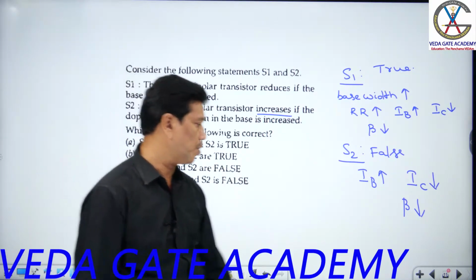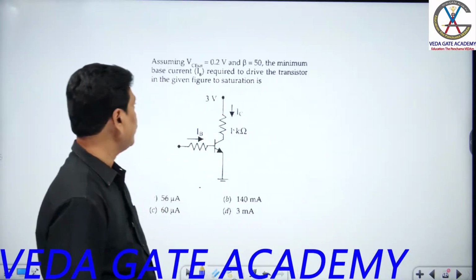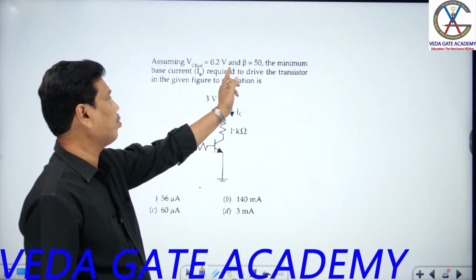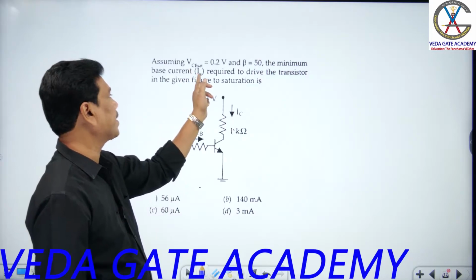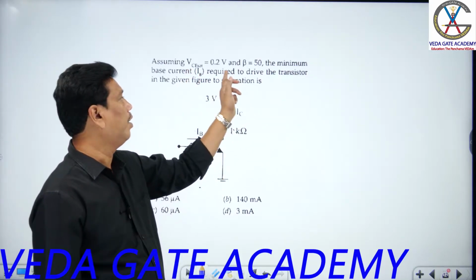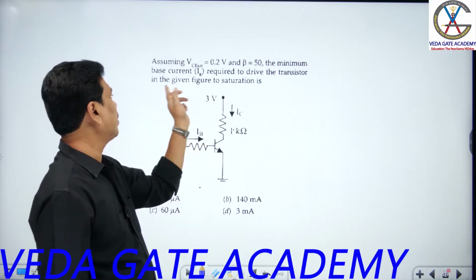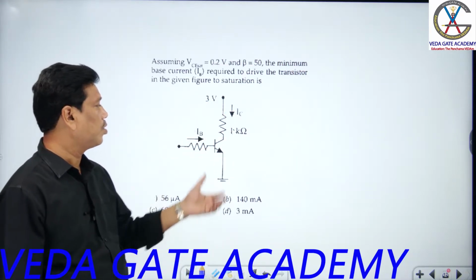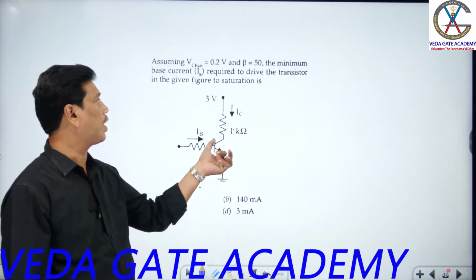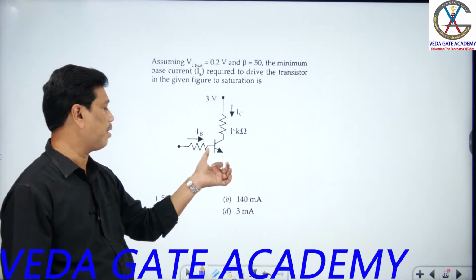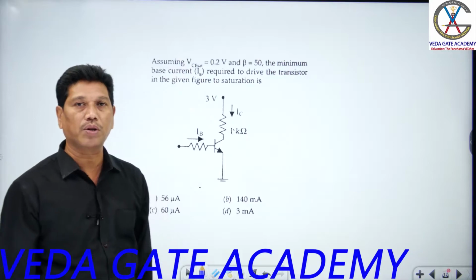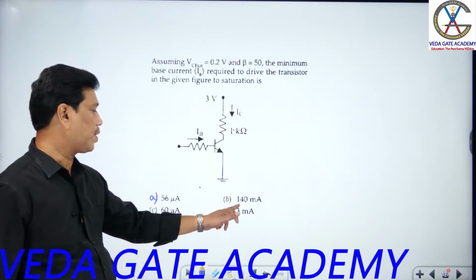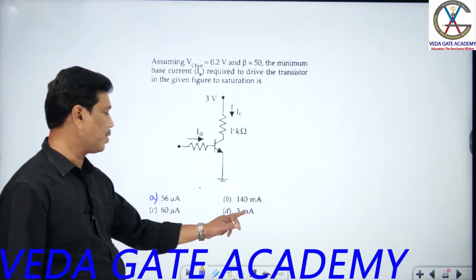Okay. Check out the next question now. Assuming VCE saturation equal to 0.2 volt and beta equal to 50, what is the minimum base current IB required to drive the transistor in the given figure into saturation? The BJT circuit is given. The options are: A, 56 microampere; B, 140 milliamp; C, 60 microamp; D, 3 milliamp.